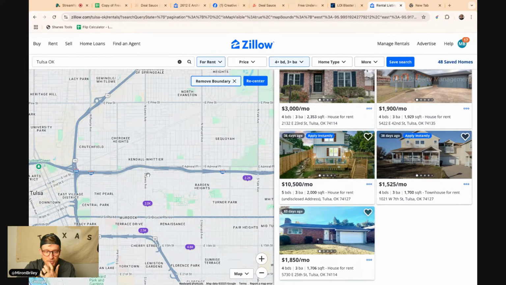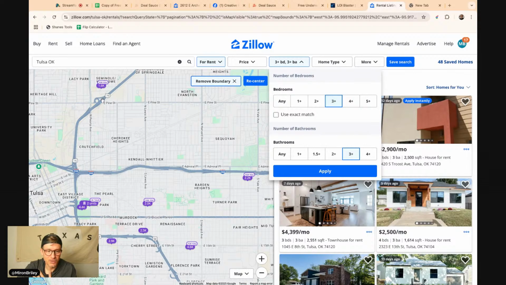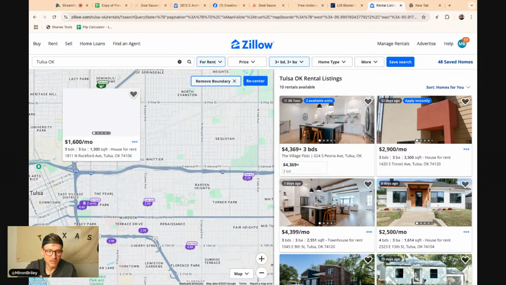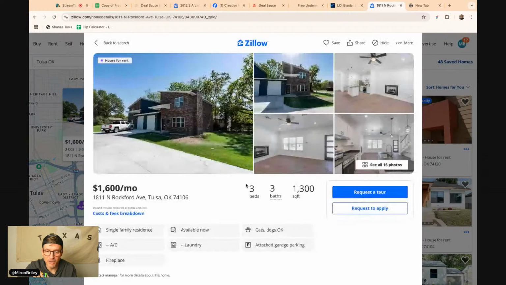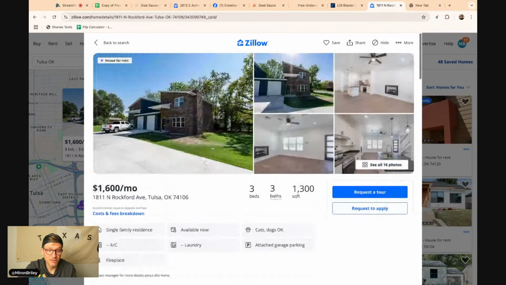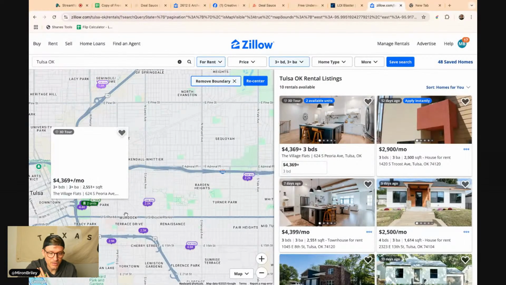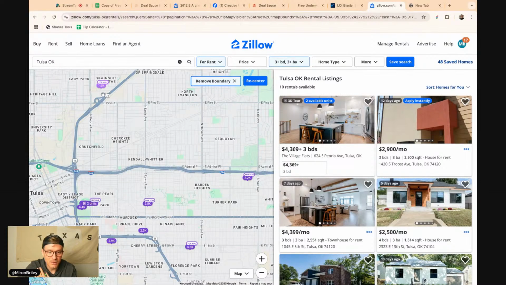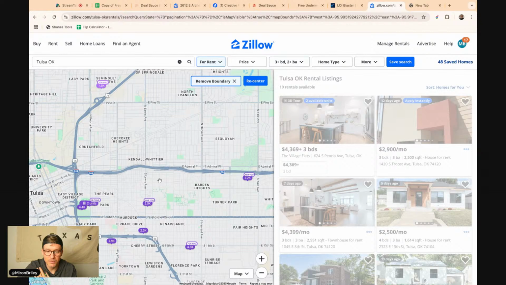I bet it's closer to, let's just go down to threes. So here's a 3-bedroom up here for 16. It's a 3-3 for $1,600. How long has it been on market? 123 days. Two units. Those are brand new. Let's bring it onto 3-3-2.